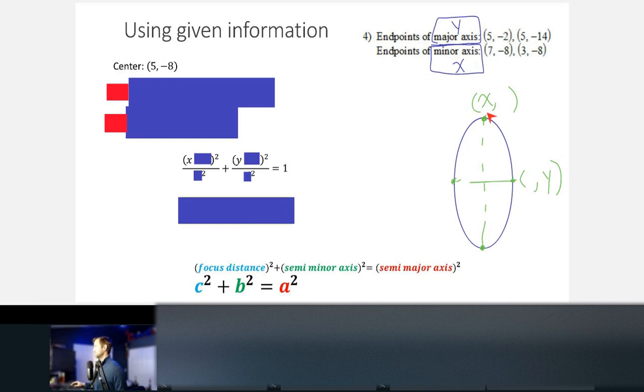Next, let's find the distance. So let's find what a is actually equal to. And all of you, what is a equal? What's our a value? It's 12. And how did you find 12?